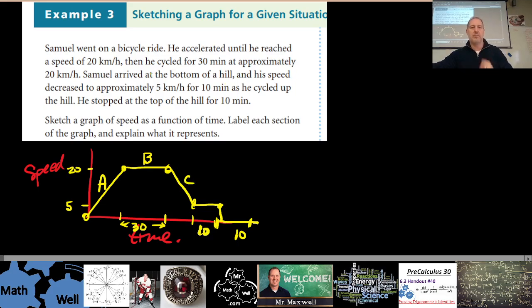C is him changing from 20 down to 5 kilometers. D is him keeping a constant speed of 5 kilometers for 10 minutes as he cycles up the hill. And then E is him stopping at the top of the hill briefly, and then F would be him remaining stopped at the top of the hill. So something like that. Does that make sense?